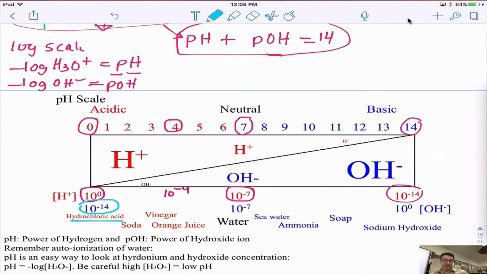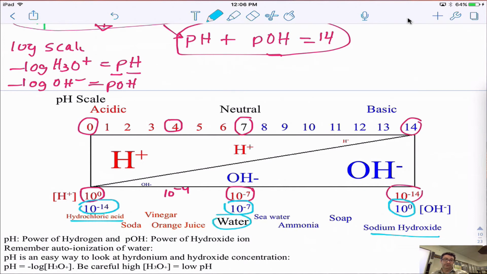If, on the other hand, I were to have an H plus of 10 to the negative 14th, my OH minus is 10 to the 0. That would be a case where you had something really basic like sodium hydroxide. If you had 10 to the negative 7 H plus, you'd have 10 to the negative 7 OH minus, and you'd have something that was neutral like water.